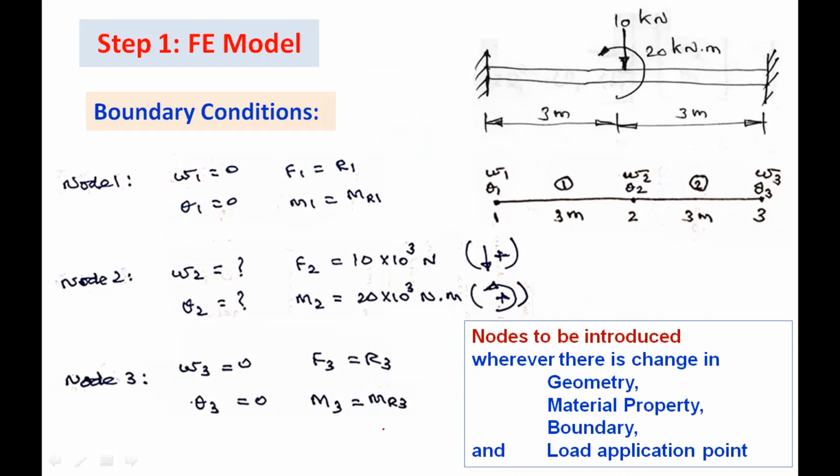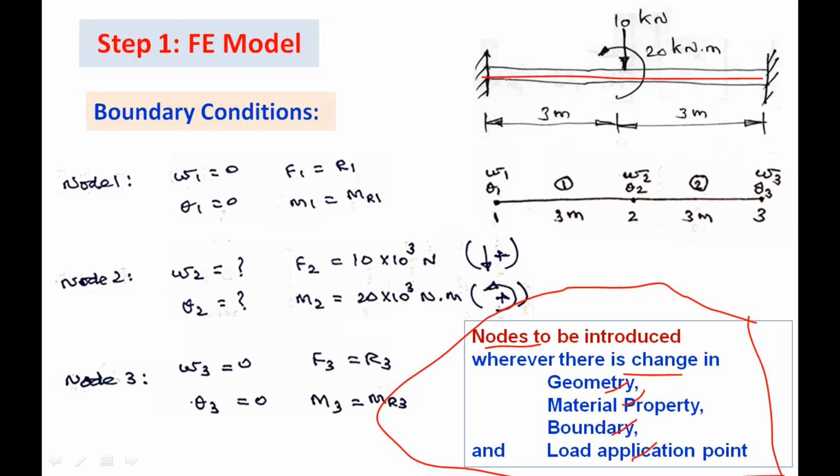First we have to make a finite element model for the given beam problem. For making the finite element model, we have to use this thumb rule, already discussed in the earlier part. We have to introduce a node wherever there is a change in geometry, material property, the boundaries, and the load application point. These things you have to remember whenever we make a finite element model. It is a fixed beam. Throughout the length, the area of cross section is uniform. So no change in geometry.